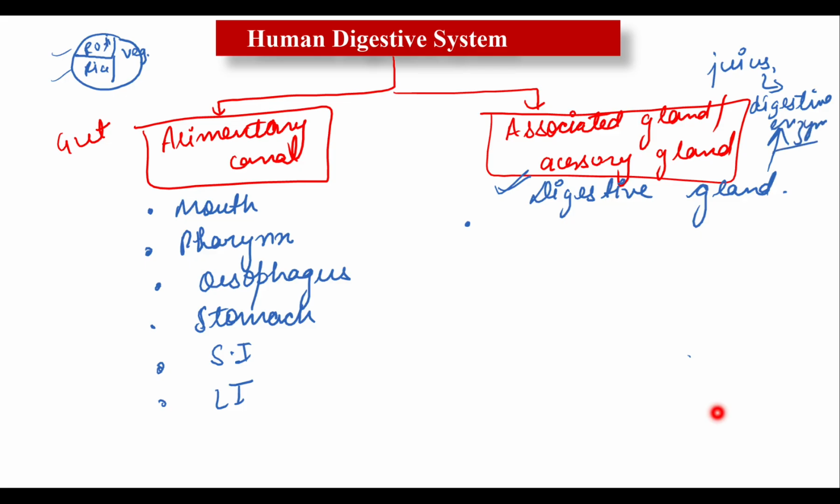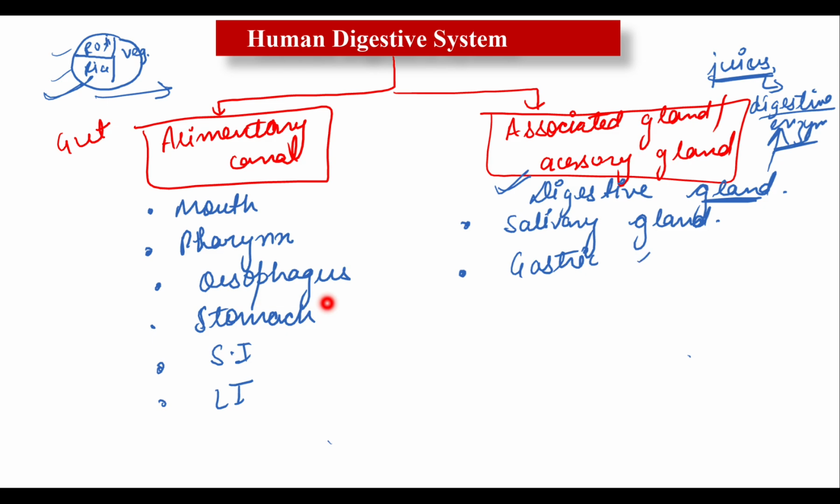These digestive enzymes are responsible for the breakdown of complex food substances into simpler form. Clear? Now let's talk about the digestive glands that produce these digestive juices. The first one is the salivary gland. The salivary gland produces juices containing digestive enzymes. Then the gastric gland, then the liver, pancreas, as well as the intestinal gland.